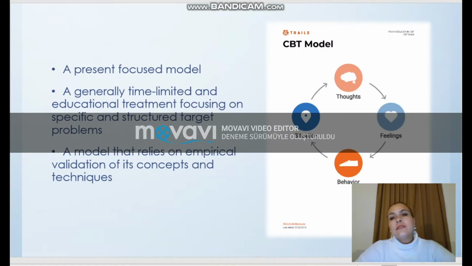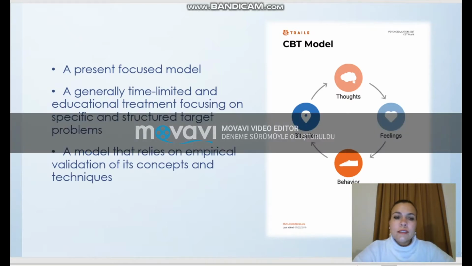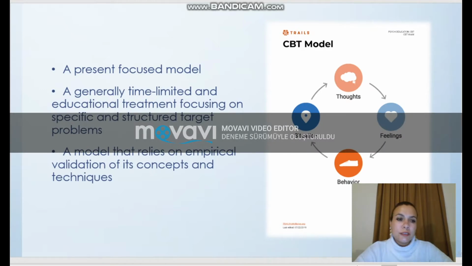In a cognitive behavioral therapy model, it's a present-focused model, and it's generally time limited, and educational treatment focusing on specific and structured target problems is appreciated. And actually this model is empirically validated. You remember psychodynamic and especially experiential oriented approaches are not scientifically proven. There has not been any empirical evidence on their applicability, but for these approaches, scientific studies have proven their efficacy.